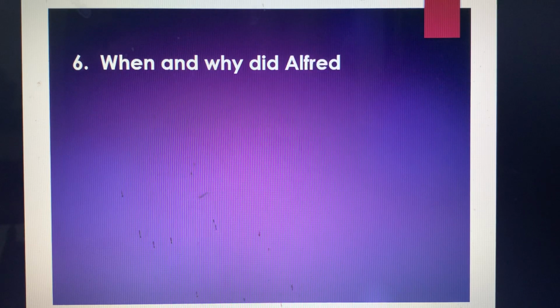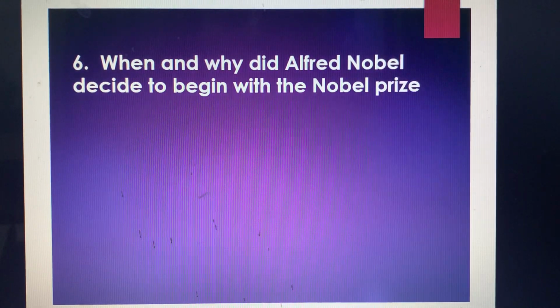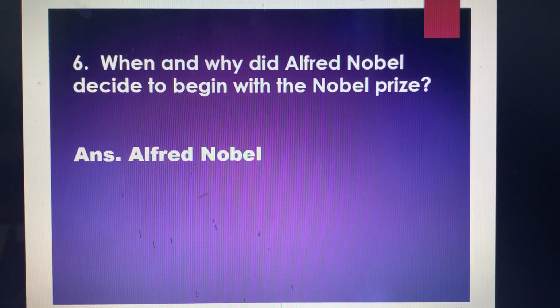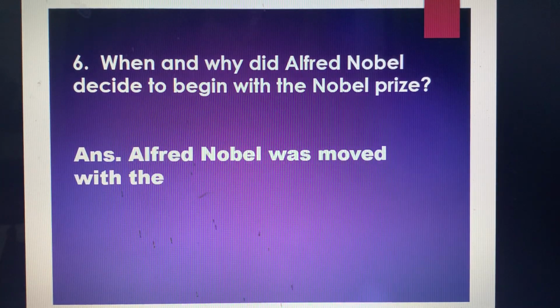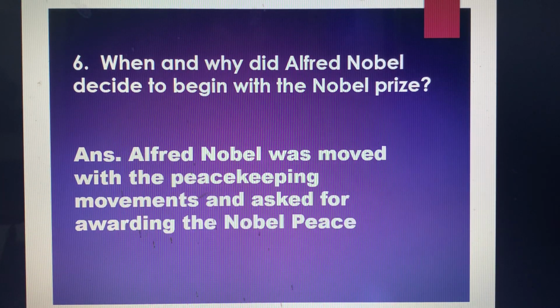Next is question number 6. I think this is the last question. When and why did Alfred Nobel decide to begin the Nobel Prize? With a Nobel Prize. When and why? Alfred Nobel was moved with the peacekeeping movements and asked for awarding the Nobel Prize each year in his will.